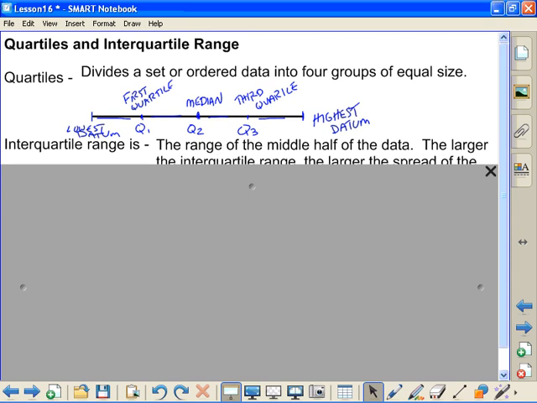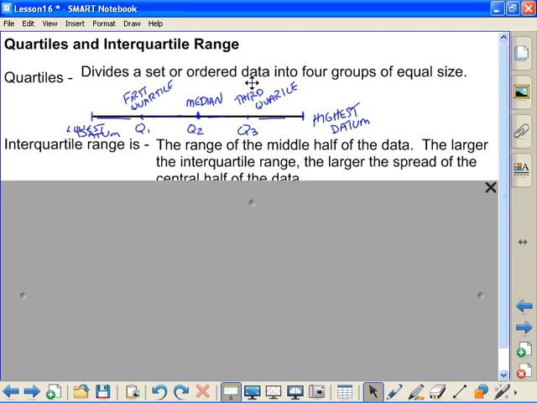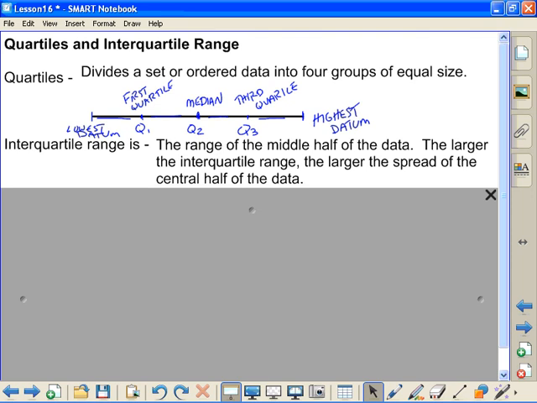Okay, so the interquartile range. The interquartile range is the range of the middle half of the data. The larger the interquartile range, the bigger the spread of the central half of the data. The formula to calculate the size of the interquartile range is simply Q3 take away Q1, and that comes out to be an actual numeric value. So you're finding the spread between the data point at Q3 and the data point at Q1. So it'll give you a range.